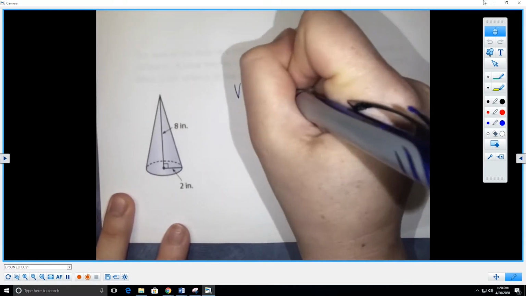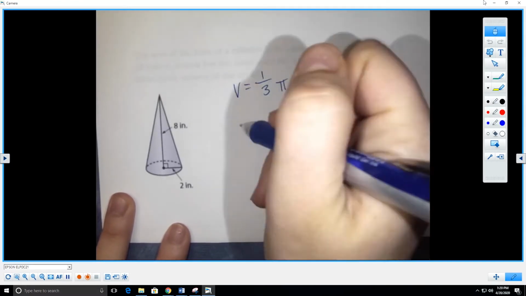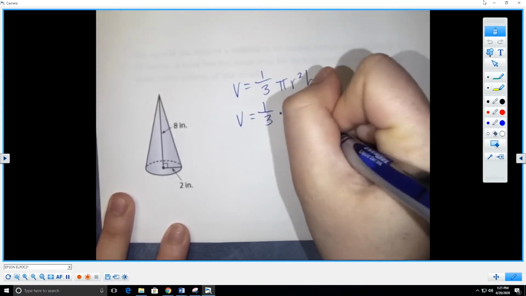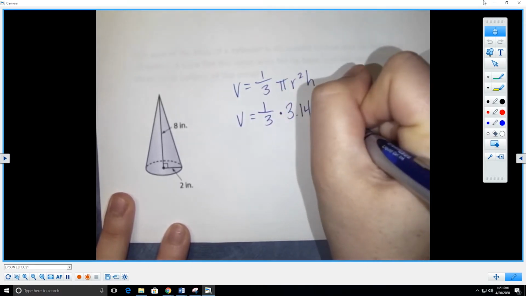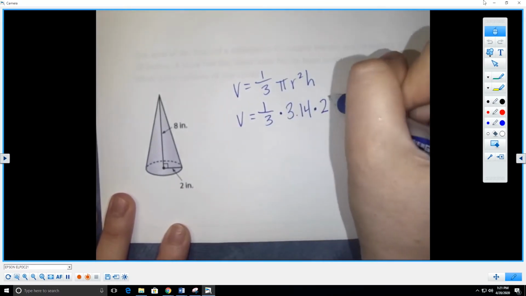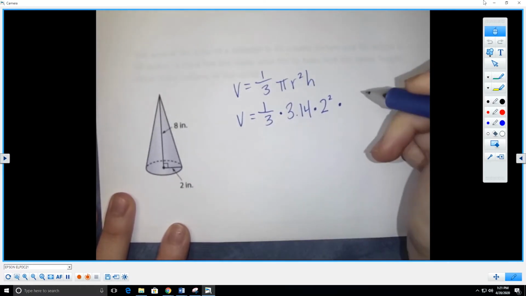So volume equals 1/3 pi r squared times height. So volume is 1/3 times 3.14 times 2, that's my radius 2, squared times my height of 8.